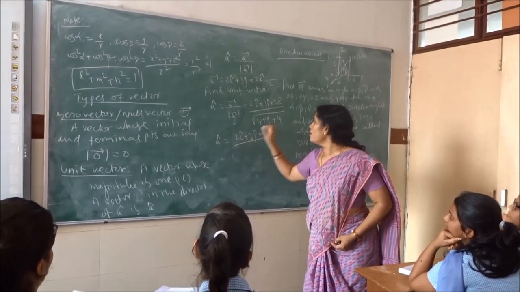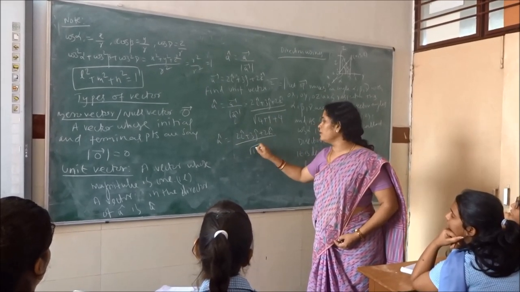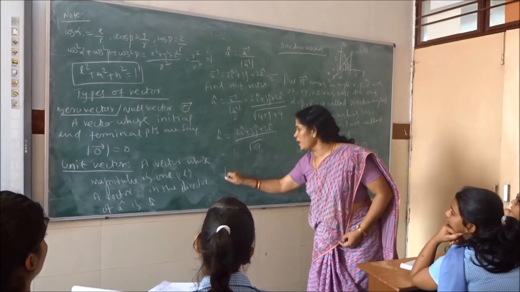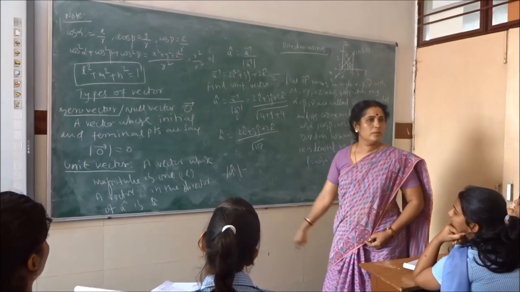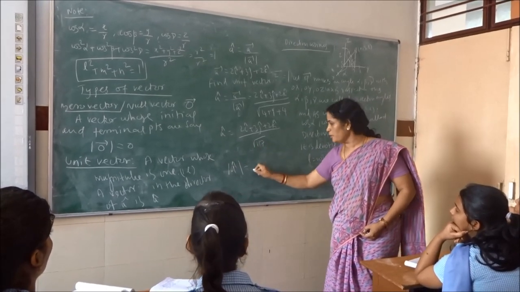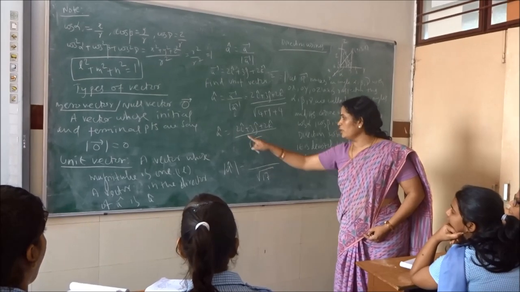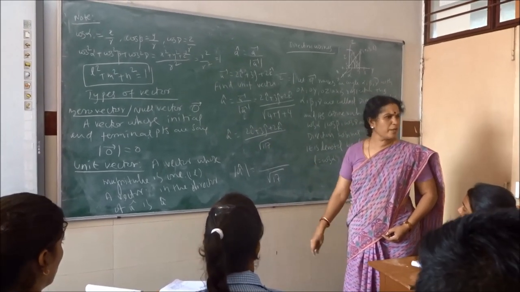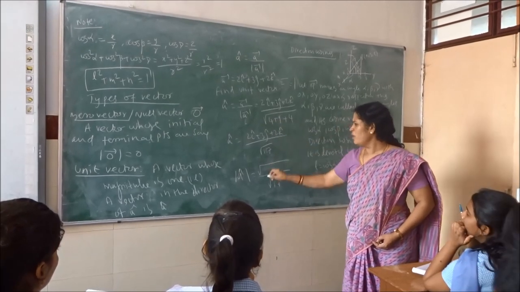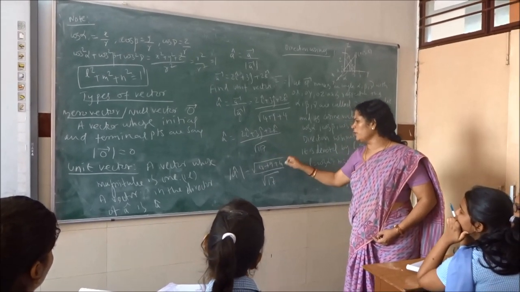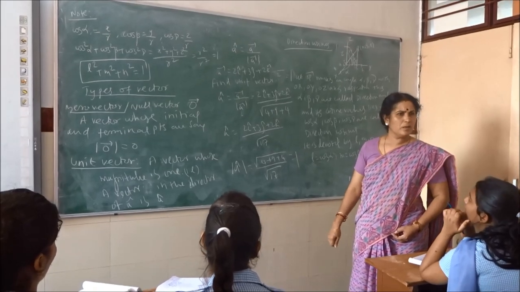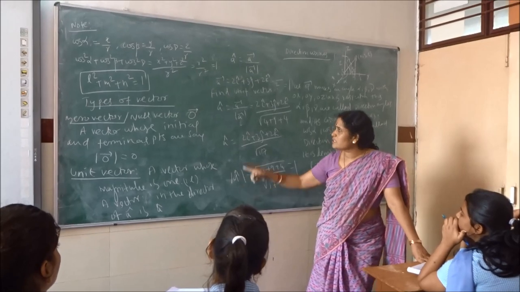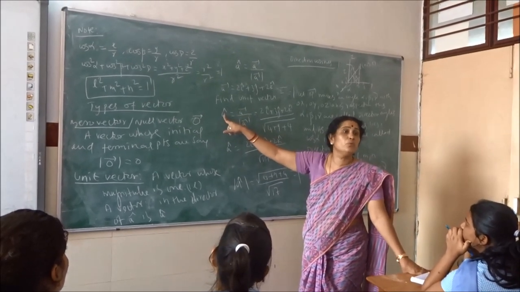The whole upon under root of 17. See, under root of 17. This way we can find the unit vector. If I take the magnitude of A cap, under root of 17 is the constant. You take the magnitude of this. What is the magnitude of this? Why same? 4 plus 9 plus 4. It will be cancelled. How much will we get? So we are getting the magnitude of A cap as 1. That's why we say A cap is a unit vector.